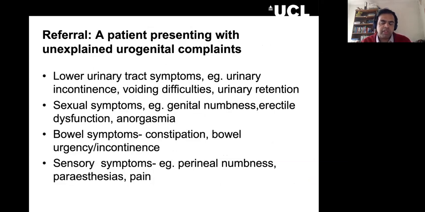This type of case will come as a referral to a neurology clinic. It might be a referral from urology, from gynecology, from the gastroenterologist, or from the general physician. Essentially the patient would have some sort of lower urinary tract symptoms, or sexual complaints, bowel complaints, or different sensory symptoms in the perineum, such as numbness, paresthesias, or pain. The referring specialist has already investigated and has not been able to find a cause. The question being asked of the neurologist is: is there a neurological cause for these unexplained urogenital complaints?